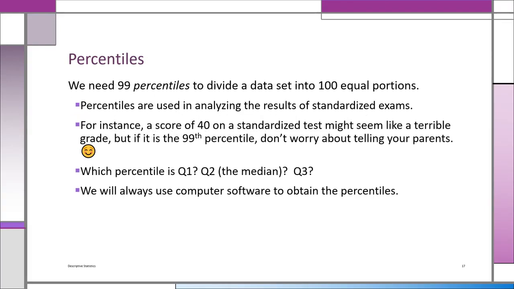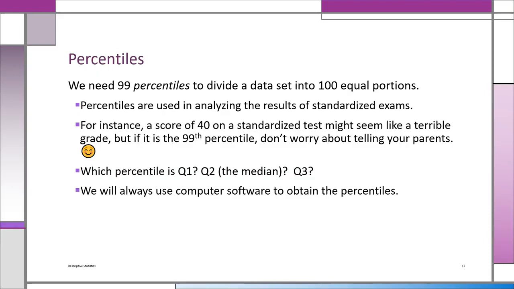As you know, we need 99 percentiles to divide the data into 100 equal portions. Very often we use percentiles for standardized exams like the SAT and tests like that. So what does a score of 40 on a standardized test mean? You don't know what it means. It seems a horrible grade. You got a 40. But really, if it's the 99th percentile, it's actually a great score.